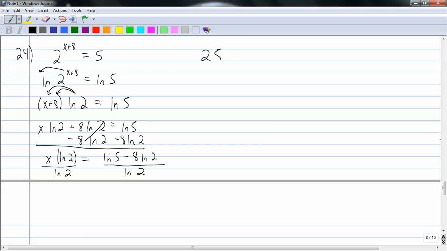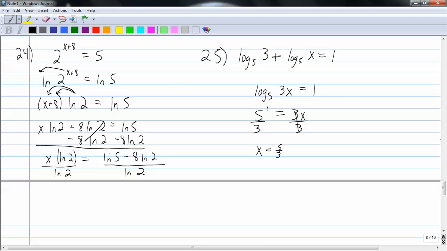Alright, the last problem here, log base 5 of 3 plus log base 5 of x equals 1. You need to condense the left side first to solve. So since there's a plus, you can apply the product rule. So that's log base 5 of 3x equals 1. Now change this into exponential form. So 5 to the first power equals 3x. Solve for x by dividing by 3 on both sides. So x equals 5/3. That's B.